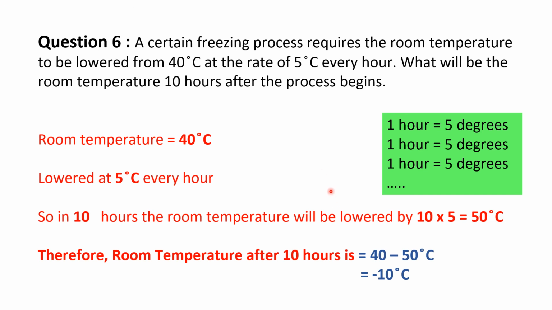So let's look at the question. A certain freezing process requires the room temperature to be lowered from 40 degrees Celsius at the rate of 5 degrees Celsius every hour. What will be the room temperature 10 hours after the process begins? Okay, so this is our question. Now let's understand the question. Let's break down the question and understand it.